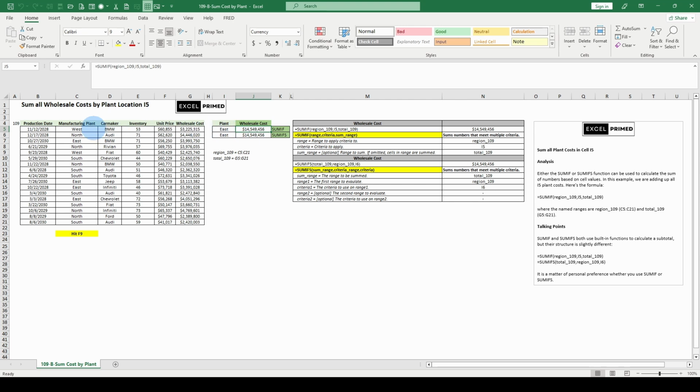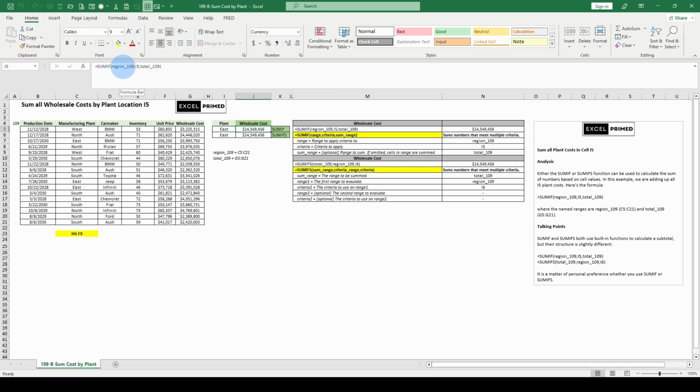We're looking for east. Anything in the east, we're going to take this wholesale cost. Wholesale cost is inventory times unit price. We'll do this later. But all we're going to do, if it's east, okay, there's an east, there's an east, there's an east, and so on and so forth.